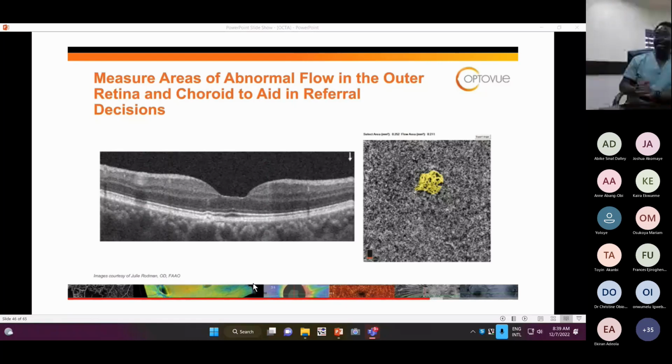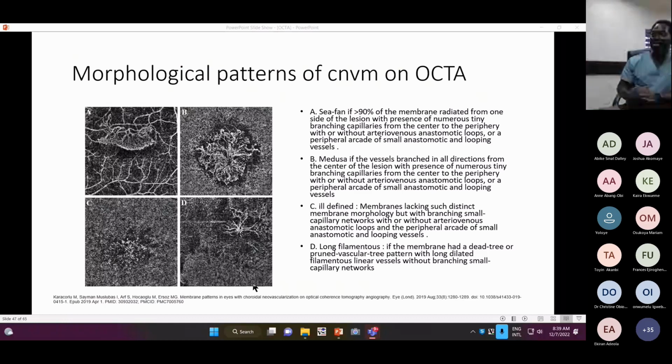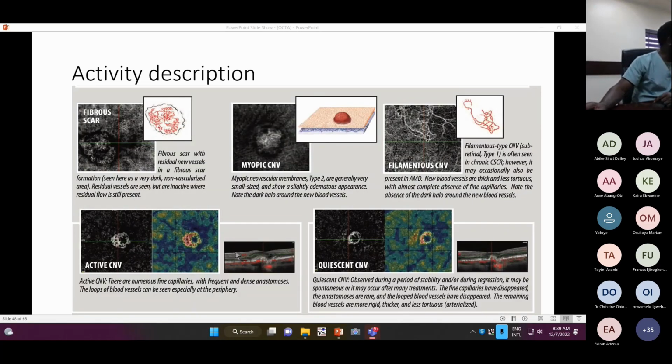There's a study by Harakong that just helps us to be able to describe the different morphological patterns. It hasn't passed through any standardized committee meeting, but I like to use this because one has to write reports. So how do you really describe how the choroidal neovascular membrane looks? It's C-fan-like, that's when the membrane is radiated. It's like a half medusa, when the vessels are scattered all around, the ill-defined one, and the long filamentous one. My chiefs are here. I need to see those terminologies when you are describing an OCT. You need to tell me.